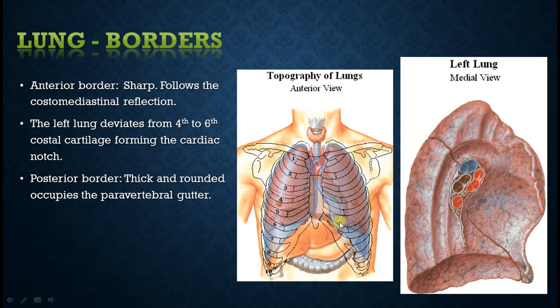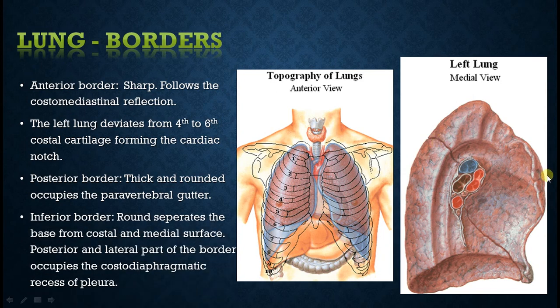If you look at the posterior border: the anterior border is thin and sharp, and you see the cardiac notch only for the left lung. The posterior border is thick and rounded, and it occupies the paravertebral gutter. The paravertebral gutter is present on either side of the vertebral column, because the vertebrae are somewhat projecting anteriorly. On either side you see somewhat hollowed out longitudinally, and that is called the paravertebral gutter.